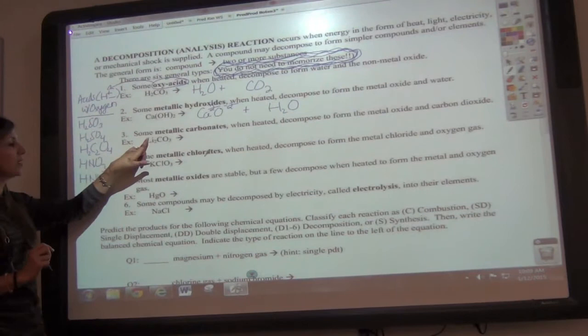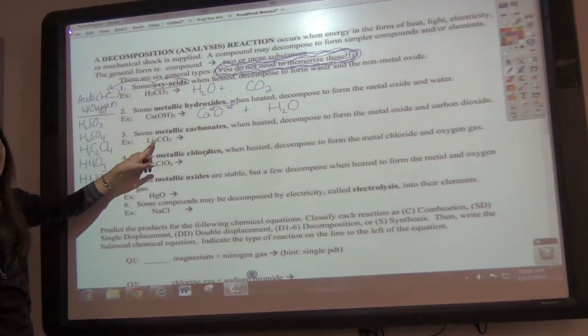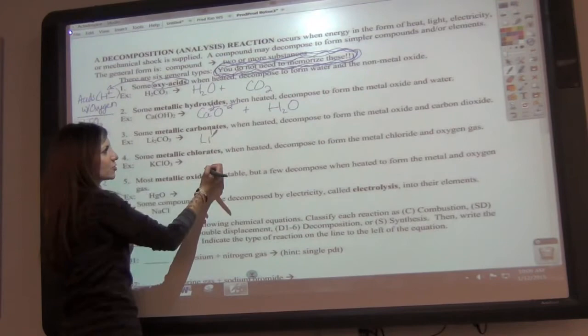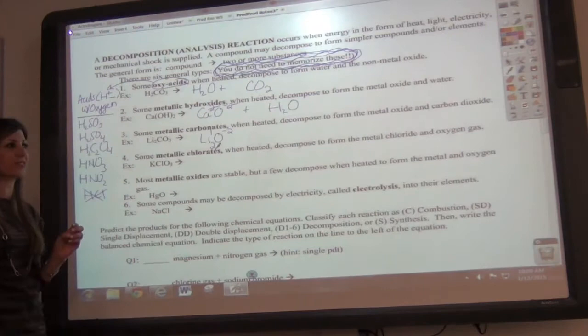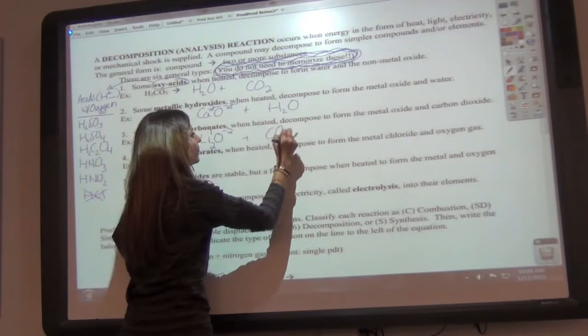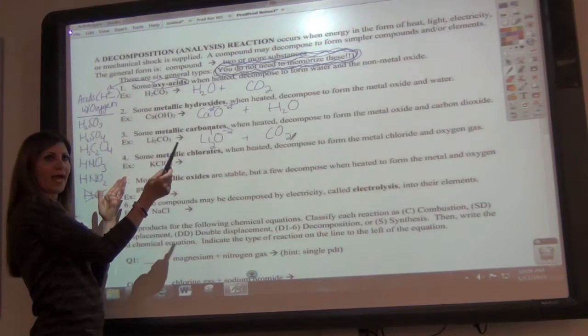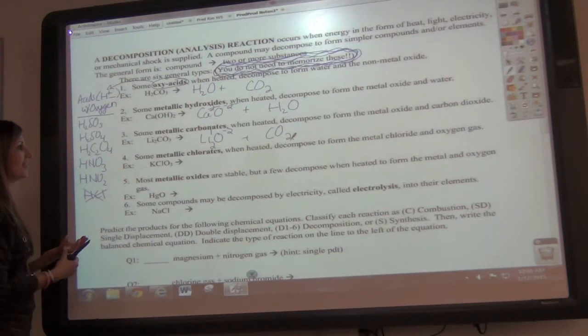Metallic carbonate. So there's my carbonate. Decomposes to form the metal oxide. So what's the metal in this case? Lithium. And again, it has a plus one charge. Oxide is O with a negative two. So it's Li2O when you crisscross it. And everybody knows carbon dioxide is CO2. Two Li's. 1 C, 1 C. Save the O for last because it's in multiple places, which we are. Three O's and three O's. We're done again. Okay, next one.